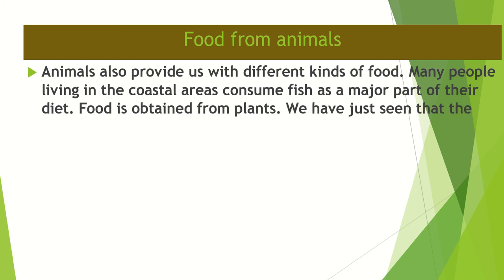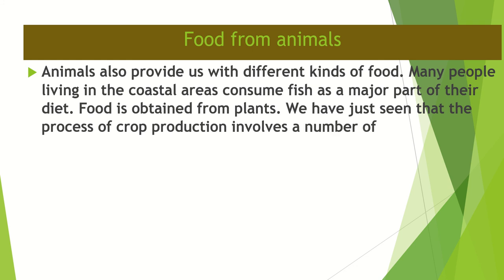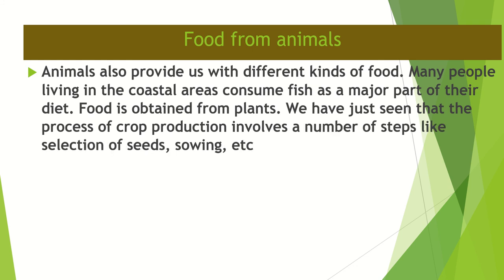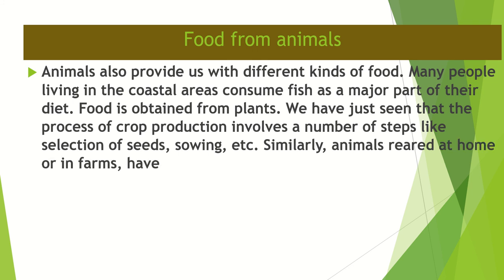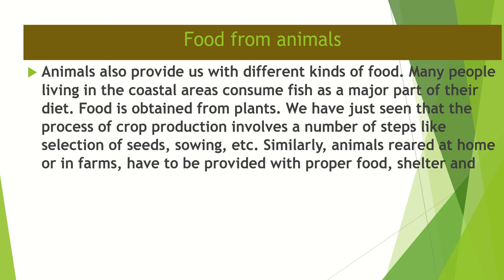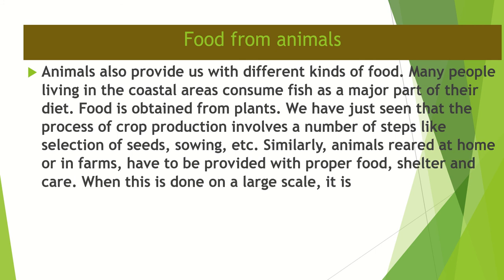We have just seen that the process of crop production involves a number of steps like selection of seeds, sowing, etc. Similarly, animals reared at home or in farms have to be provided with the proper food, shelter and care. When this is done on a large scale, it is called animal husbandry.